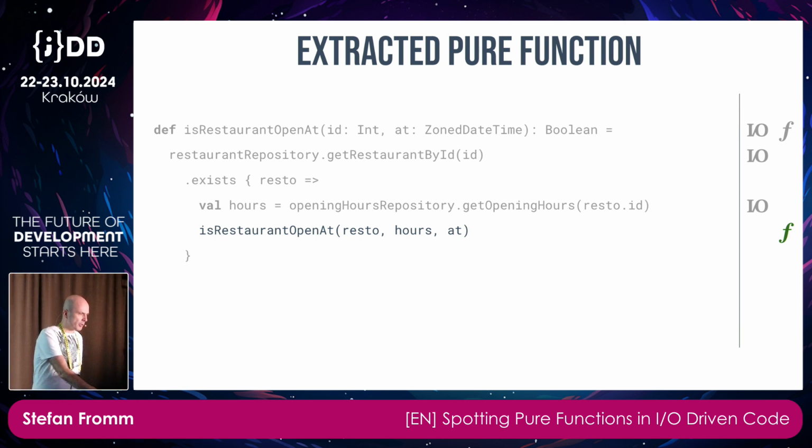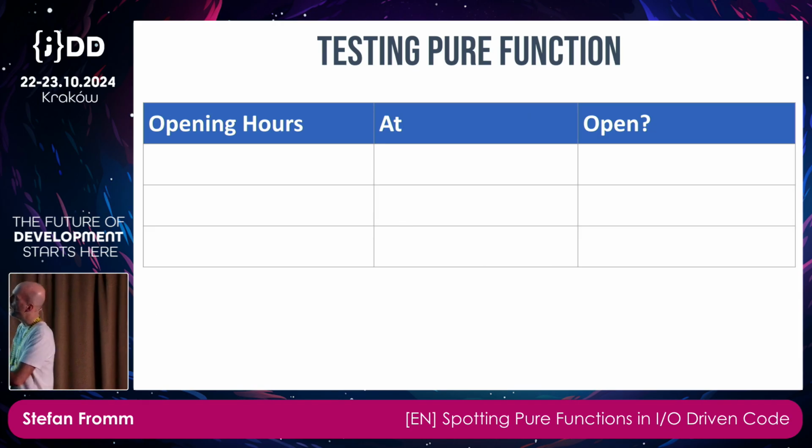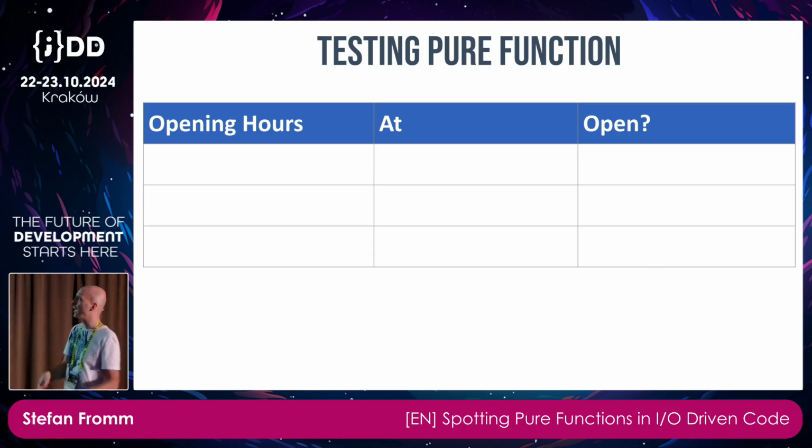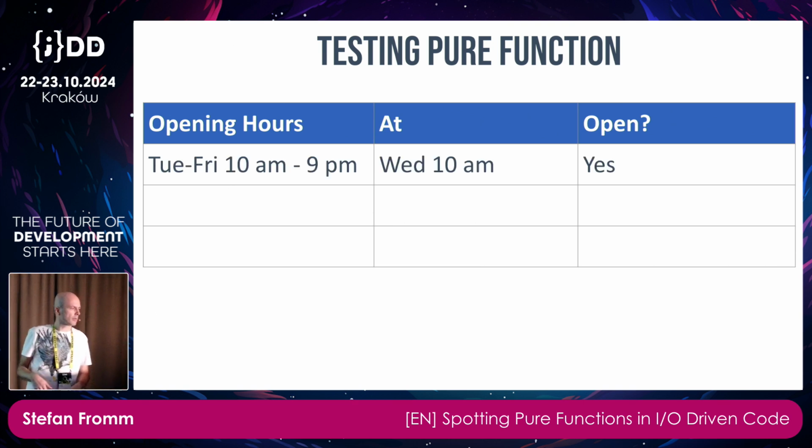This thing I'm going to test, and I really like defining my test cases in tables, because this allows me to add new test cases very easily. On the left side, we have opening hours and the moment of time. We assume here that the time zone of the restaurant is fixed in my unit test. So on the left side, I have my columns for the input. On the right side, I have a column for the expected output. And I'm adding test cases like this.